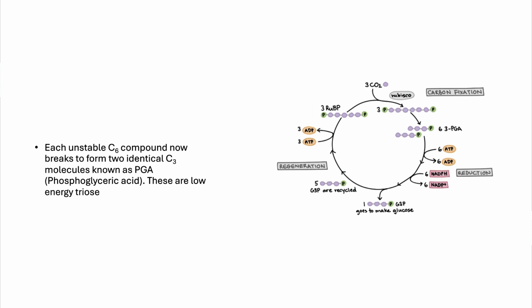This small process is called reduction. Reduction is when a molecule in a chemical reaction gains an electron or more than one electron. And here it gained an electron. That electron was the hydrogen, and that electron was high in energy. We have now made the PGA into a high energy triose, and this PGA is now known as PGAL, phosphoglyceraldehyde. And that's the Calvin cycle.